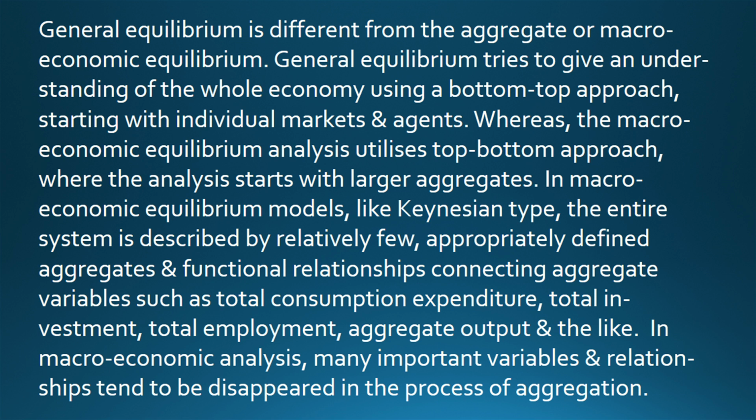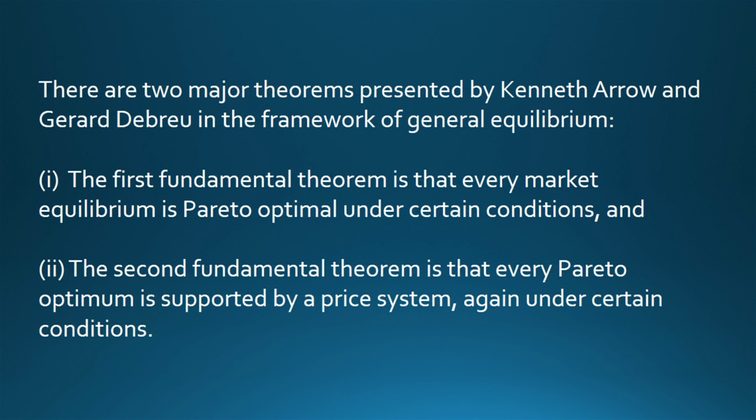relationships connecting aggregate variables such as total consumption expenditure, total investment, total employment, aggregate output and the like. In macroeconomic analysis, many important variables and relationships tend to disappear in the process of aggregation. There are two major theorems presented by Kenneth Arrow and Gerard Debreu in the framework of general equilibrium. 1. The first fundamental theorem is that every market equilibrium is Pareto optimal under certain conditions, and 2. The second fundamental theorem is that every Pareto optimum is supported by a price system, again under certain conditions.